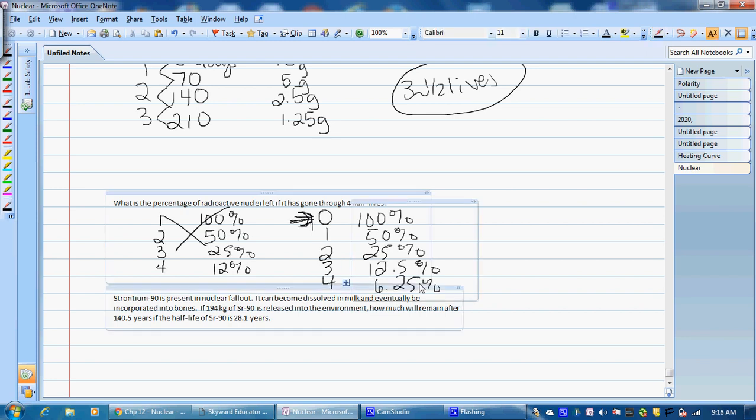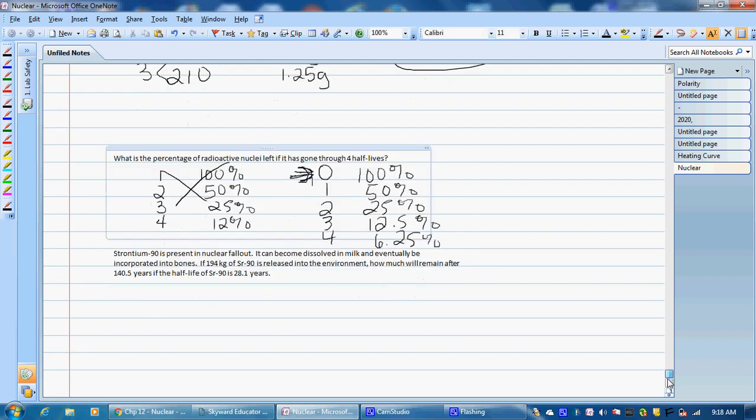And then our last one here, if we look at this problem, strontium is present in nuclear fallout. It can become dissolved in milk and then eventually be incorporated into our bones. So the places that have had nuclear meltdowns, nuclear power plants melting down, and the fallout is in the air, or an atomic bomb has been dropped, this is where the problem is that it's in the air and then it gets dissolved in the food sources, and then when people eat or drink that, it ends up getting in your bones, and that's why people get cancer and die from the radiation.